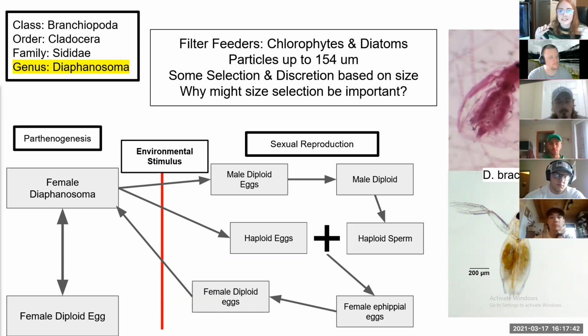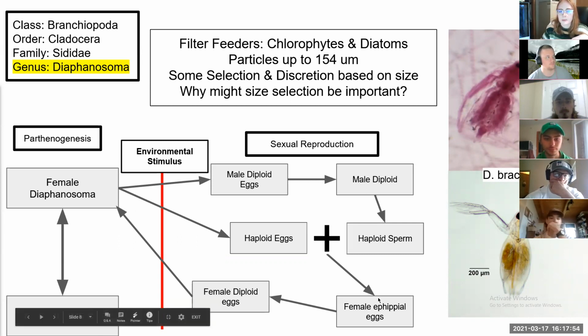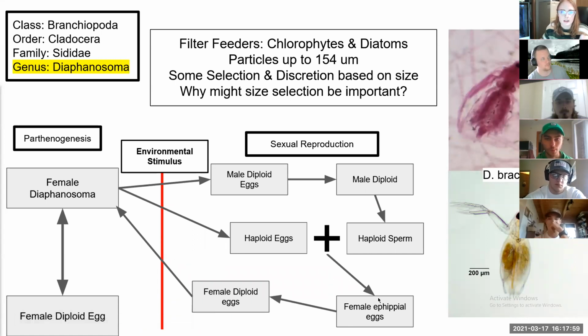Yes. And so the female Diphanosoma will make male diploid eggs and haploid female eggs. And then the male diploid eggs will hatch into male diploid individuals that will produce haploid sperm. Ooh, Wyatt, you said predation. Another really good one. So potentially if they're getting predated on a lot, I could see that being an environmental stimuli.